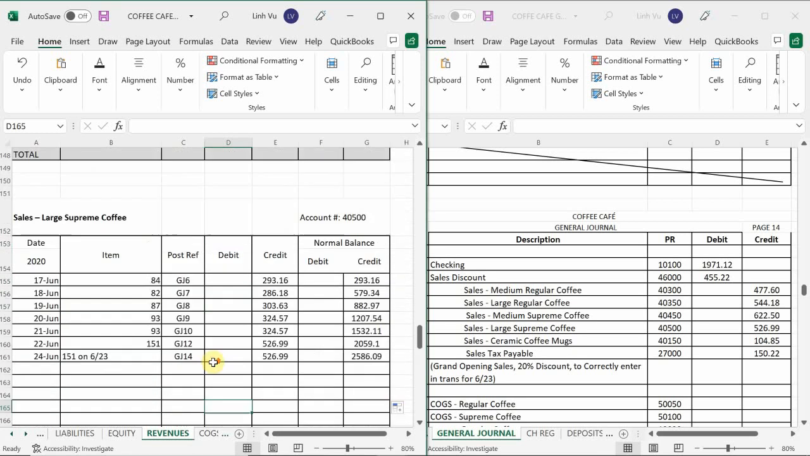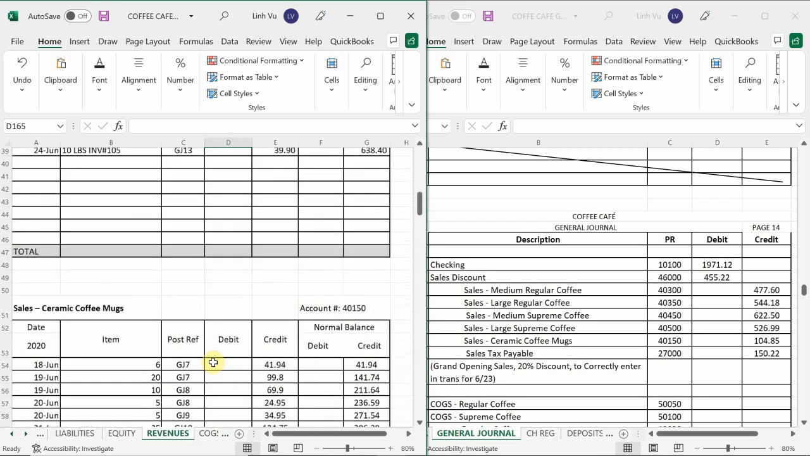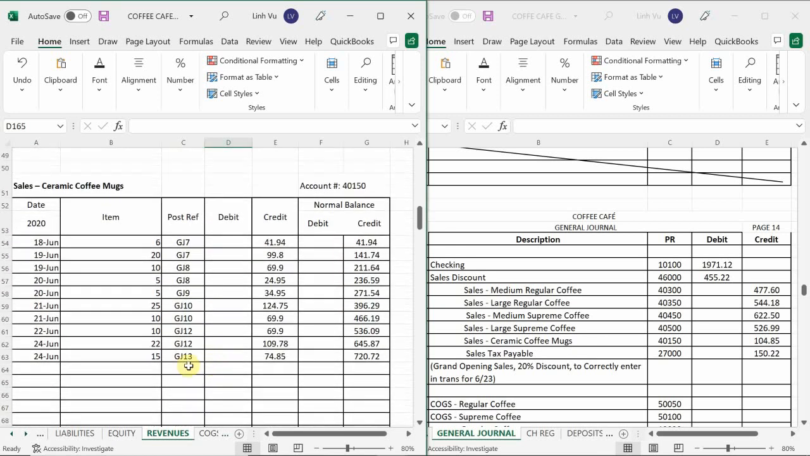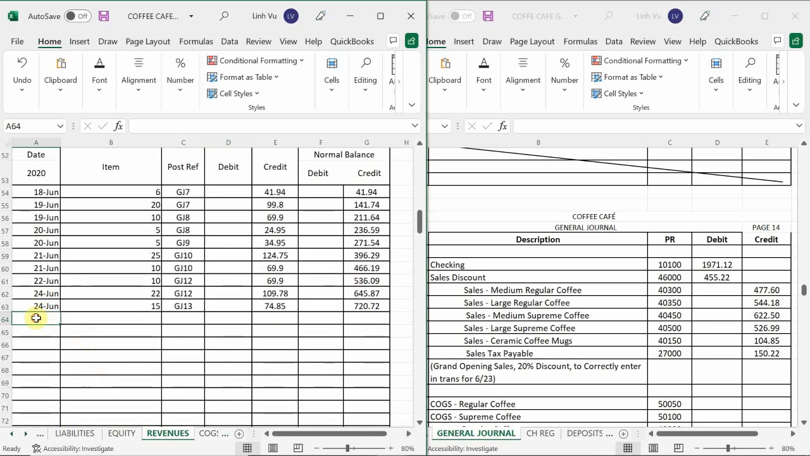All right, and then last but not least, we got to do the ceramic coffee mugs. So ceramic coffee mugs right here. How many did we sell on June 23rd? It was 15. We sold 15 on June 23rd for a total of $104.85. So what's my ending balance in my ceramic coffee mugs for sales?